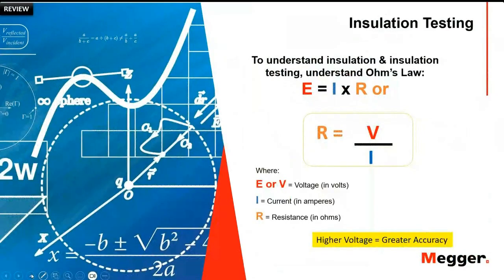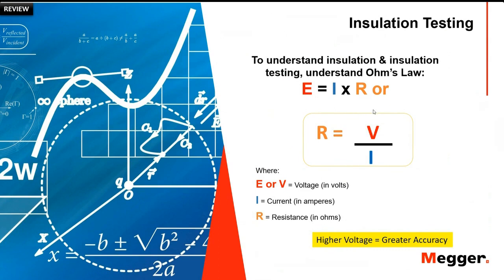Now let's review first. When we do the insulation resistance testing, we are dealing with Ohm's law because this is a direct current injection. Voltage is equal to current multiplied by the resistance. We get the resistance by voltage divided by the current.